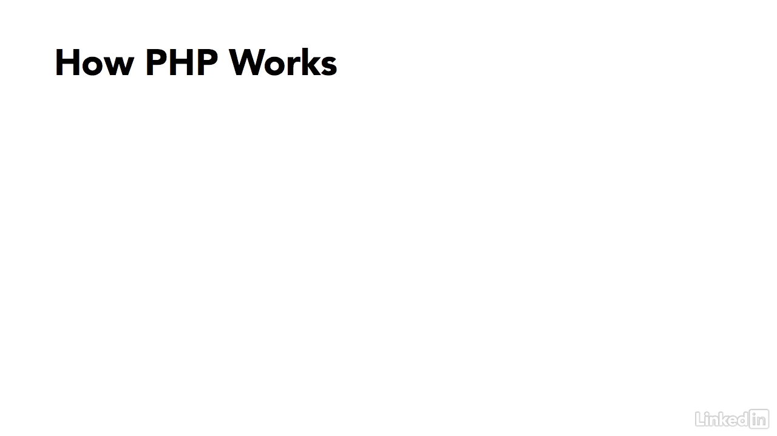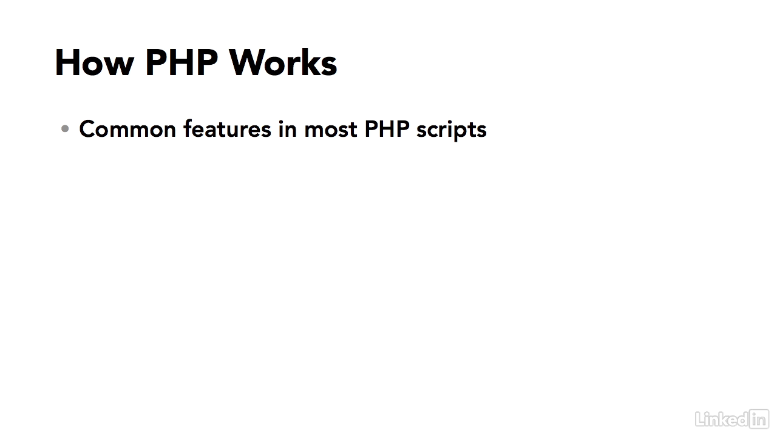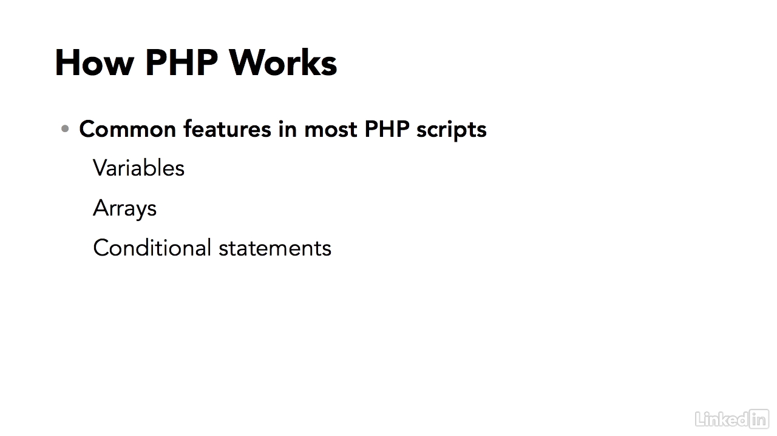PHP can look daunting when you start out, but you'll soon become familiar with common features that are used in most PHP scripts. Variables act as placeholders for unknown or changing values. Arrays hold multiple values, rather like a shopping list. You use conditional statements to make decisions, and loops to perform repetitive tasks. Functions and objects perform preset tasks.